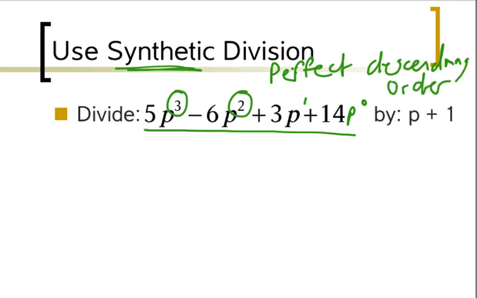And it's important that it's in perfect descending order, because if something was missing, then we'd have to replace it and fill that gap with a 0. So in this case we don't have to, but we'll see one on the next problem.